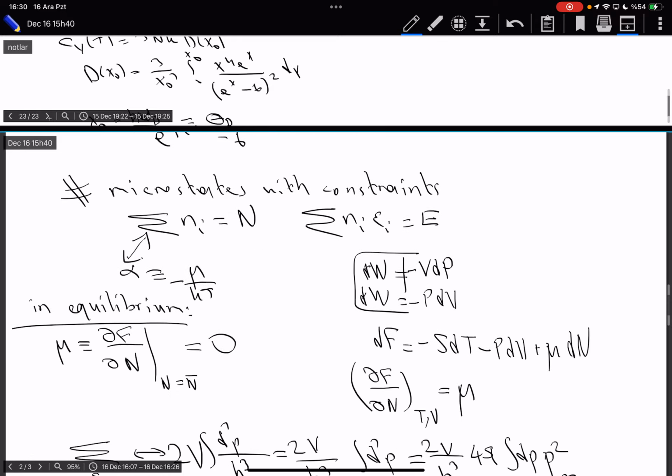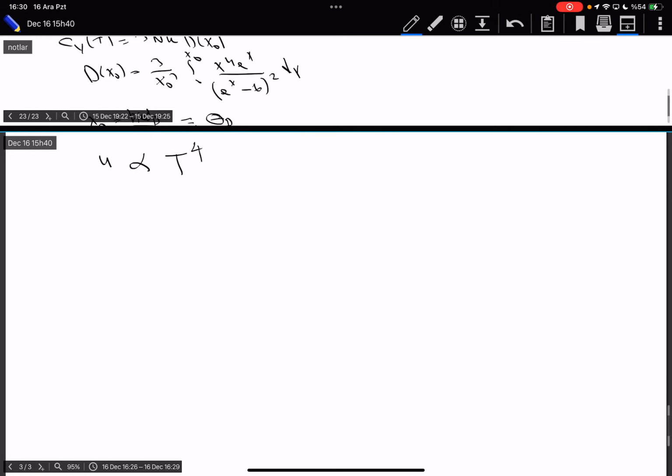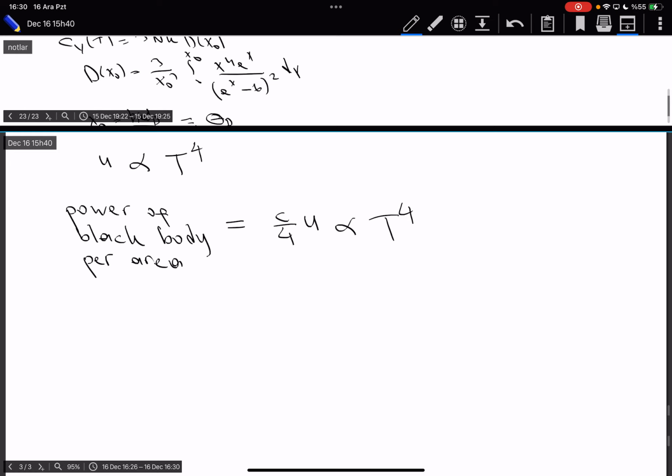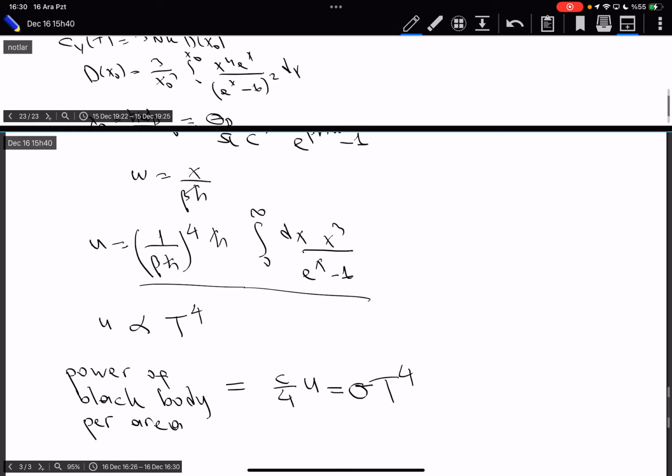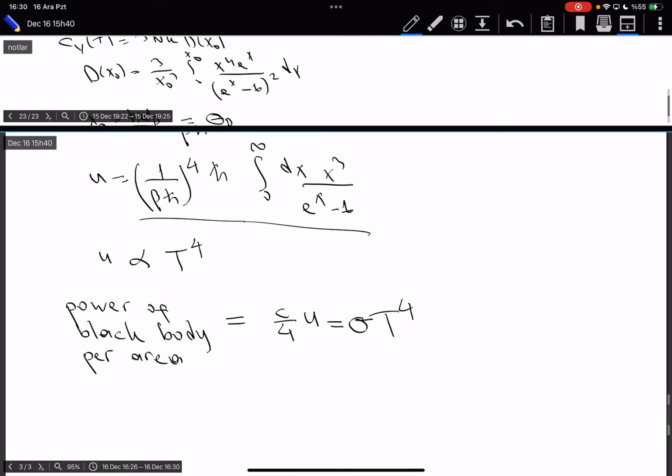And if you calculate that per area, this turns out to be c over 4 times u, which is again proportional to T to the 4. In fact, let me just write it as sigma times T to the 4. Sigma is all the factors over here, c over 4, h bars, pi's, and this integral over there. That sigma is the Stefan-Boltzmann constant.